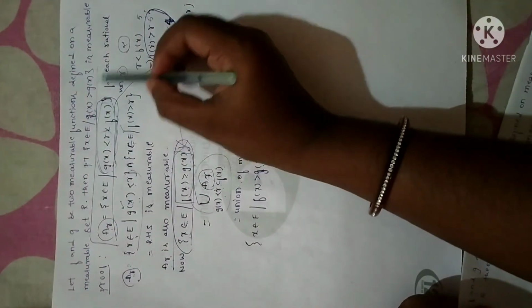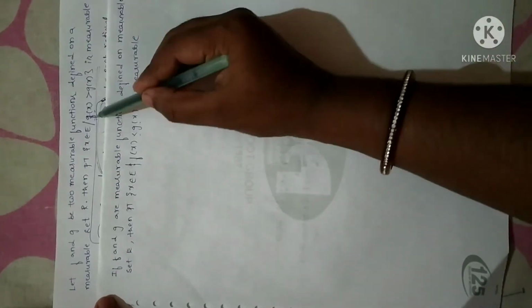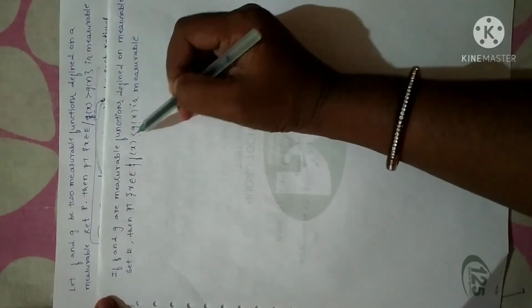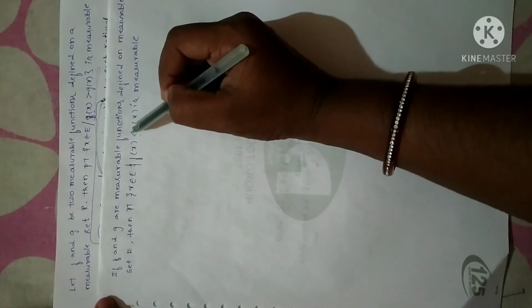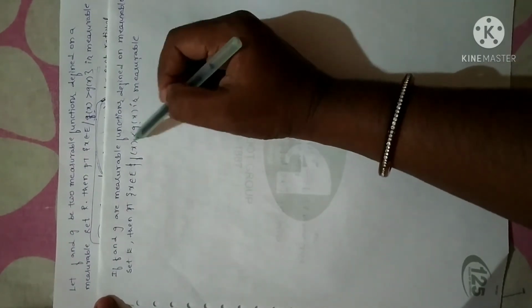Now let me prove the similar theorem. In this case you have f of x less than g of x. It is the reverse of this. In the first theorem what I have proved is that f of x greater than g of x is measurable. Using the same concept, I am going to prove that f of x less than g of x is measurable. Same statement, only the inequality is changed.